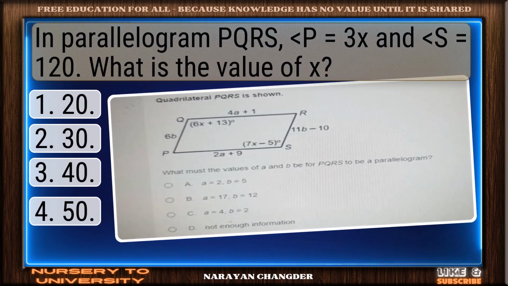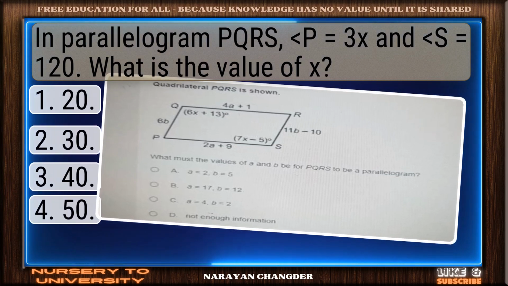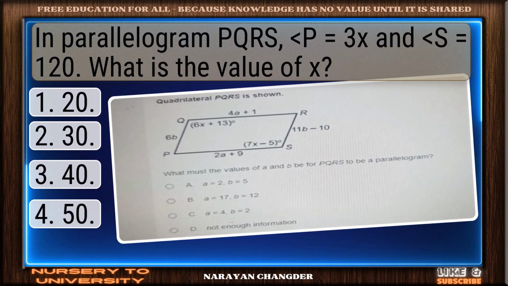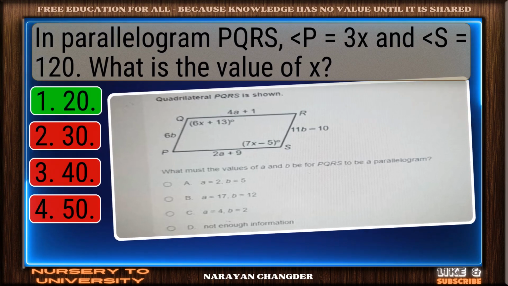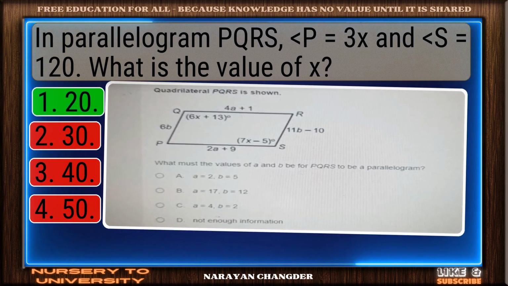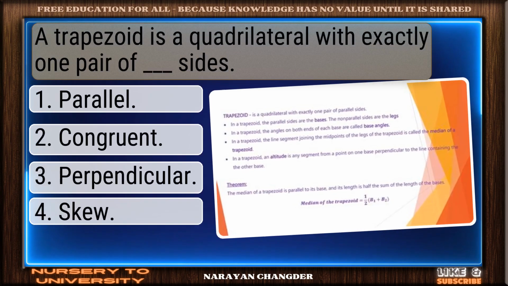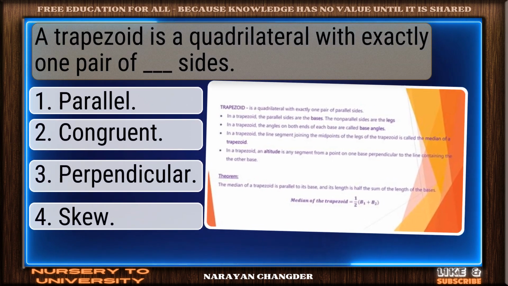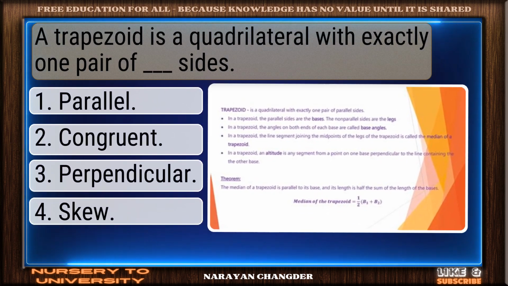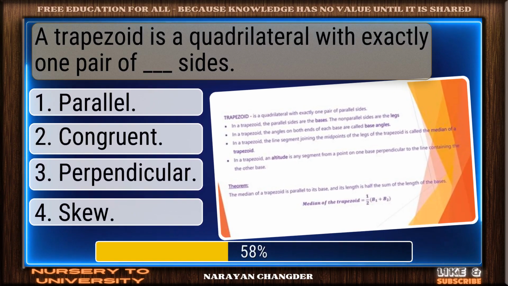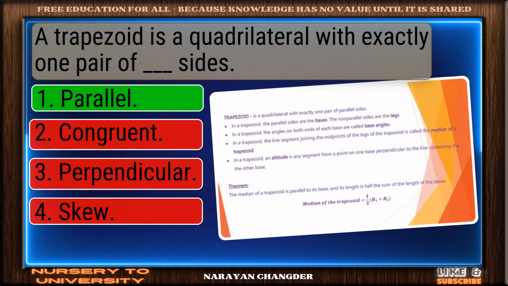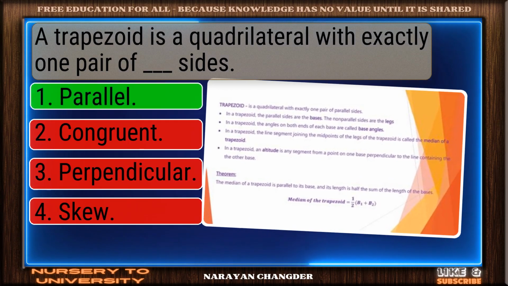Question number 69. In parallelogram ABCD, angle P equal to 3x and angle Q is equal to 120. What is the value of x? Correct response. 20 is the most accurate answer. Question number 70. A trapezoid is a quadrilateral with exactly one pair of dash sides. You chose parallel, and it is correct.